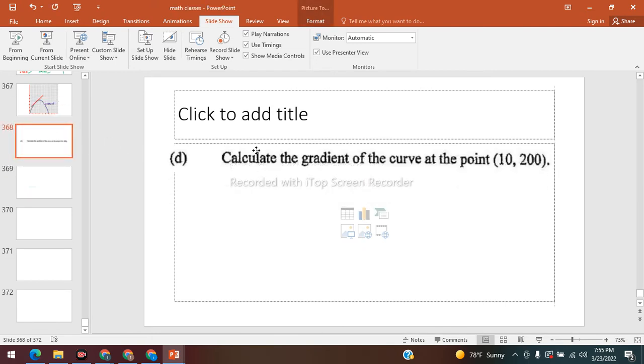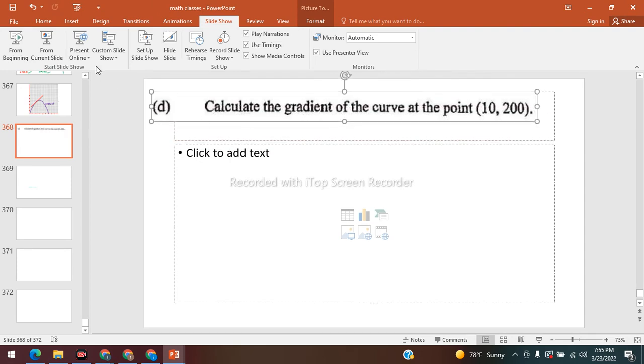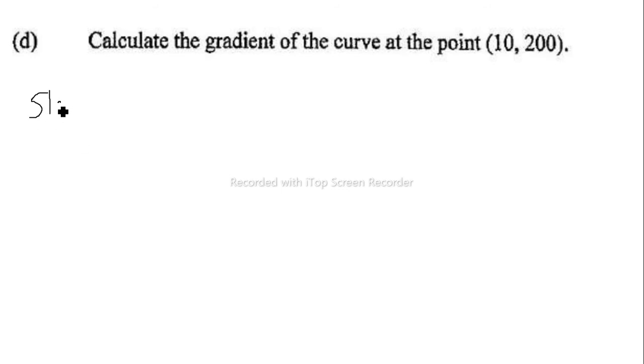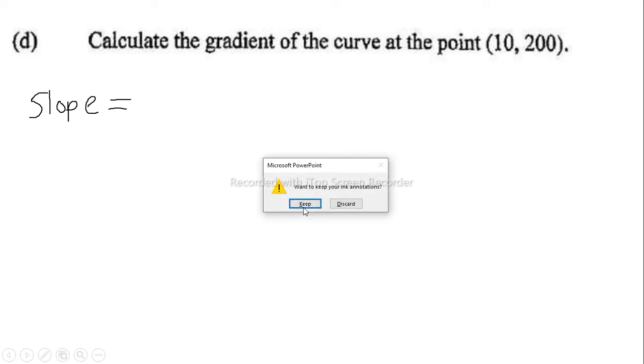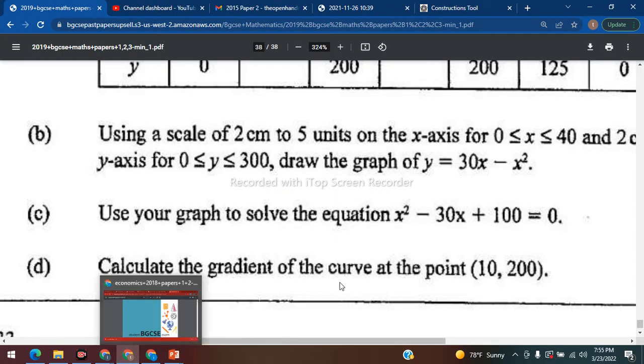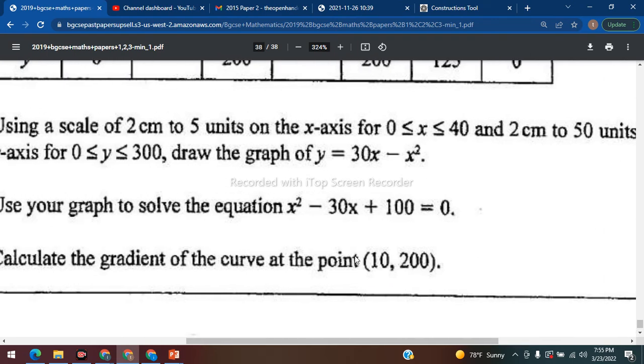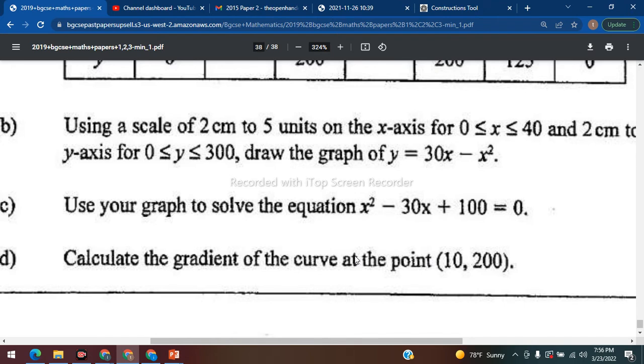Calculate the gradient of the curve. So the slope at this point is going to be equal to, like we said before, how many points is this for anyway? 3 points. They say calculate it. They said calculate, people. They said calculate.